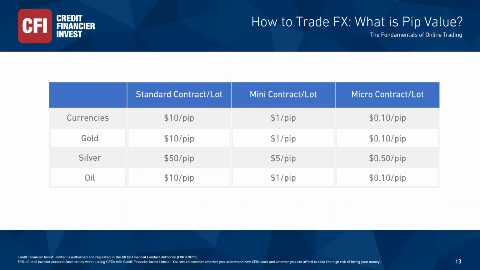As I said before, with the gold, it would definitely not change, right? So for one standard contract of gold, it would be $10 per pip, the mini contract $1 per pip, and the micro contract 10 cents per pip, okay? With the silver, as you can see, for one standard contract, the pip value is $50 per pip. For the mini contract, $5 per pip, and for the micro contract, 50 cents per pip. And finally, for the oil, similar to gold, one standard contract is $10 per pip, mini contract $1 per pip, and for the micro contract, 10 cents per pip.